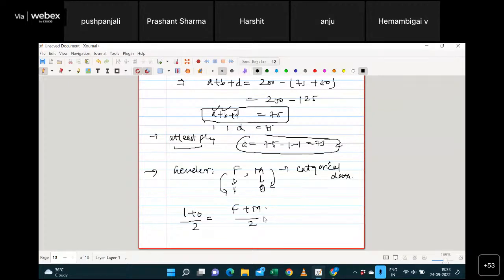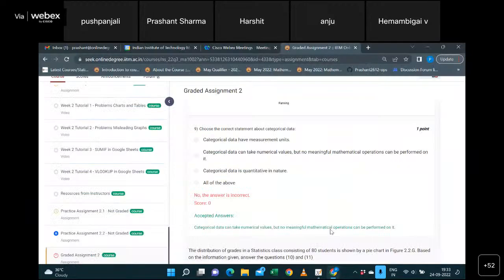No, sir. We cannot perform a meaningful mathematical operation. You can't say 1 plus 0 equals 1 here. In numerical things, it's true, but here, female plus male equals, that does not make any sense. So categorical data can take numerical values, but we cannot perform any meaningful mathematical operation. Is it clear now? Yes, sir.